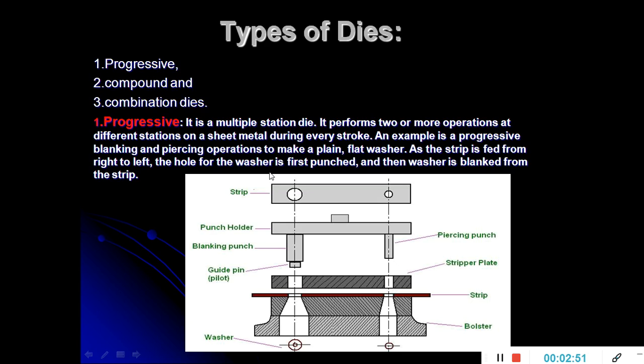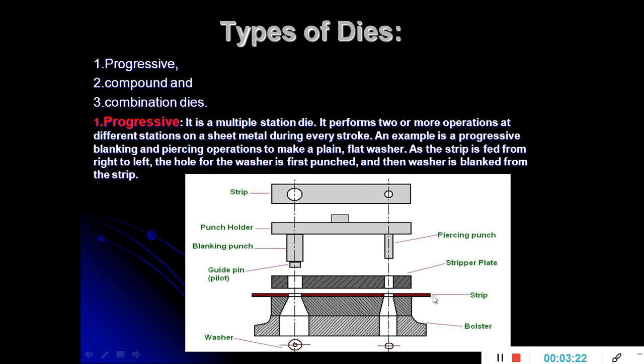Before seeing how this progressive die works, what are the two important operations performed here? One is a punching operation, another is a blanking operation. The punching operation is done with the piercing punch, and the blanking operation is done with the help of the blanking punch, and both are performed on the sheet metal simultaneously. Now we'll discuss how it accomplishes its work.